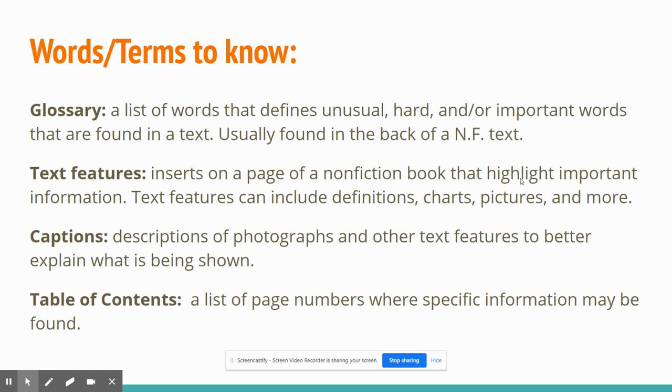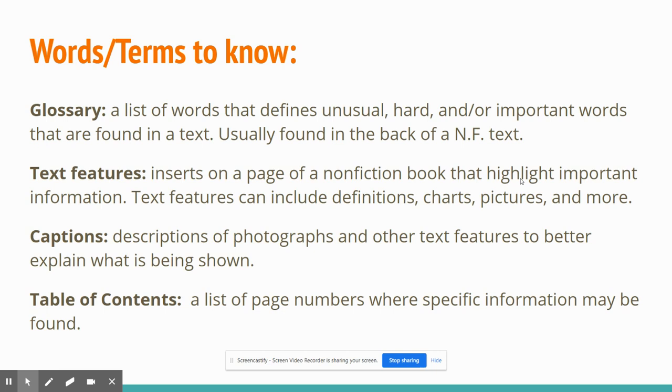Text features are inserts on a page of a nonfiction book that highlight important information. Text features can include definitions of things on the page, charts, pictures, diagrams. Right? Captions are descriptions of photographs and other text features to better explain what is being shown. The table of contents is a list of page numbers where specific information may be found.